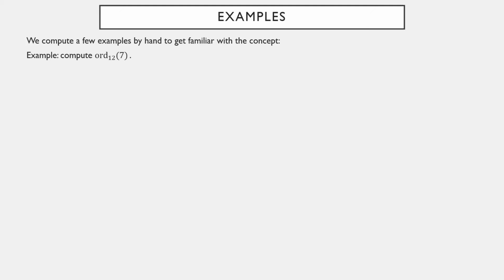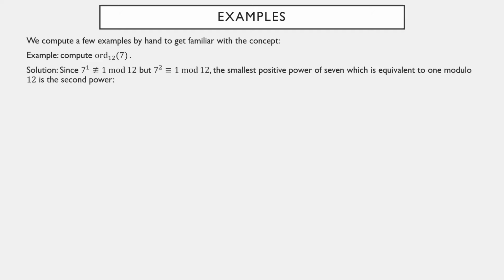So let's take a look at a few examples. Compute the order mod 12 of 7. Well, 7 to the first is not equivalent to 1 mod 12, but 7 squared is equivalent to 1 mod 12. Therefore, the first positive power of 7 equivalent to 1 mod 12 is the second power, so the order mod 12 of 7 is 2.